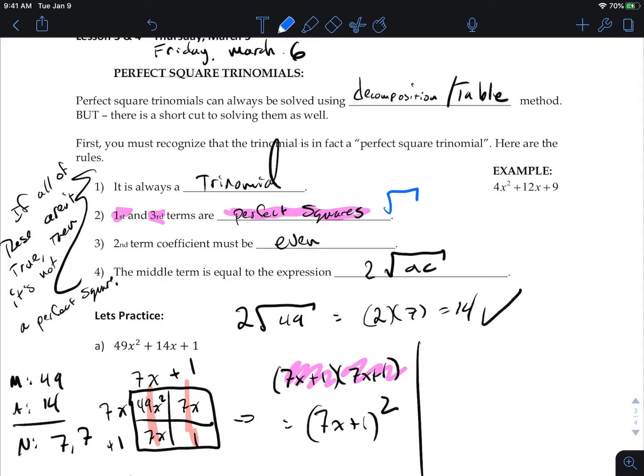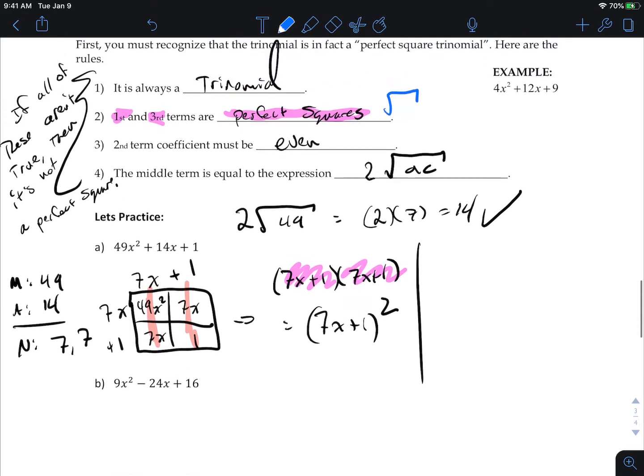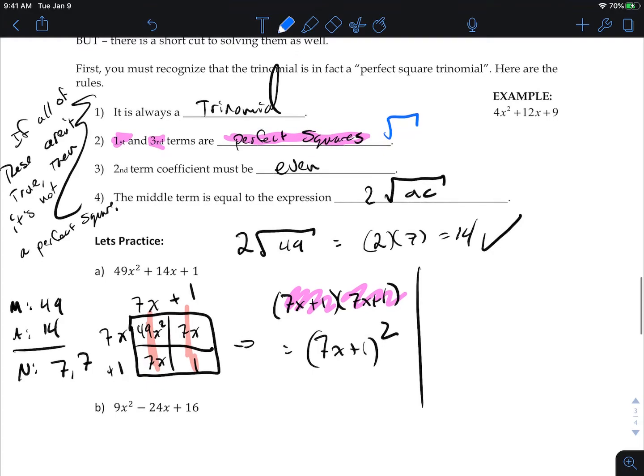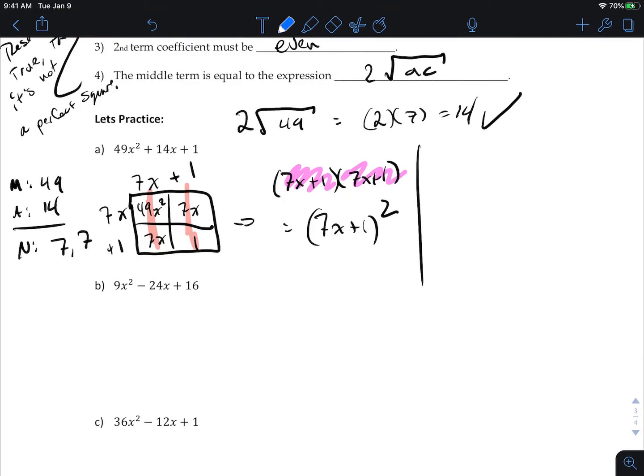Yeah, Ian. That has to be for both of them? Has to be for both in order for this to work. Okay? Because these are all conditions. Remember I said, if all of these are not true, then it's not a perfect square. So you have to have both of them for perfect squares.